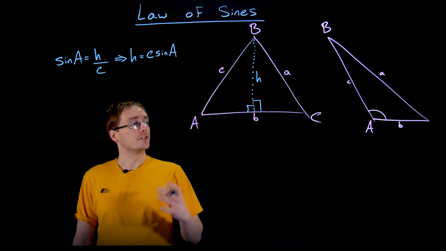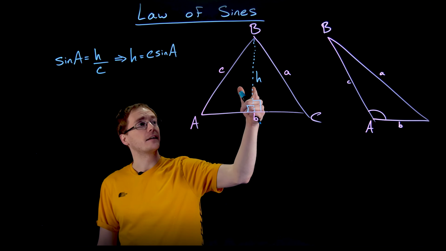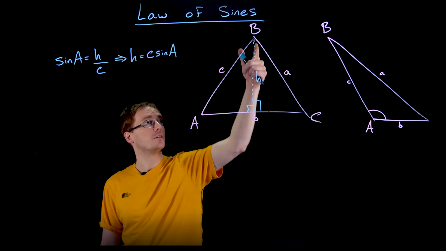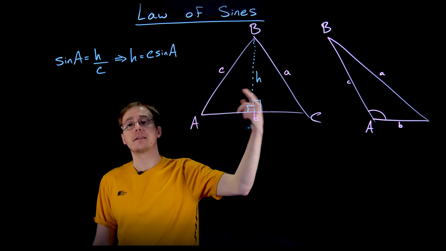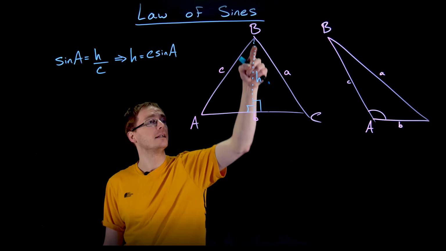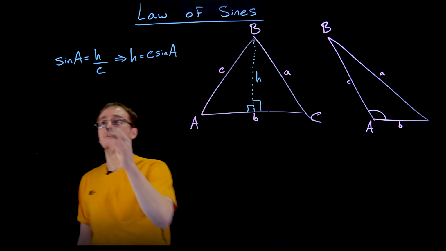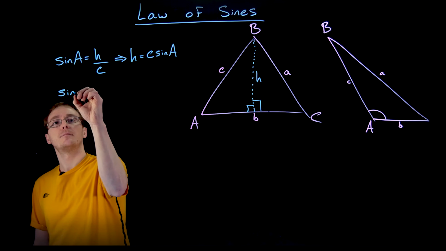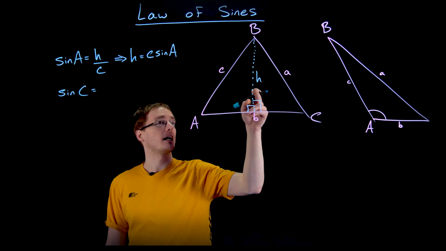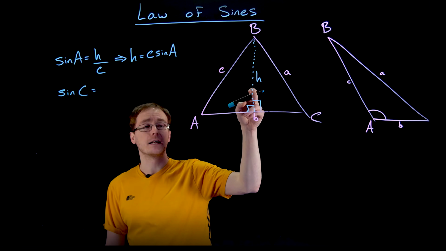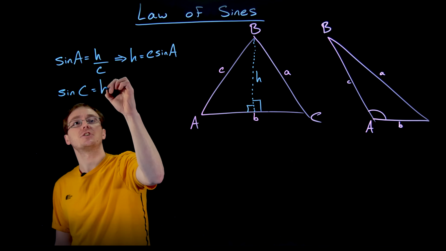We can repeat this argument for our angle C. How is this side length h related to our angle C? In this smaller right triangle, h is the side length opposite of our angle C, while the hypotenuse is a. So if we run through this process again for angle C, sine of our angle C is the ratio of the side length opposite our angle C in our right triangle to the hypotenuse of that right triangle, and that'll give us h over a.